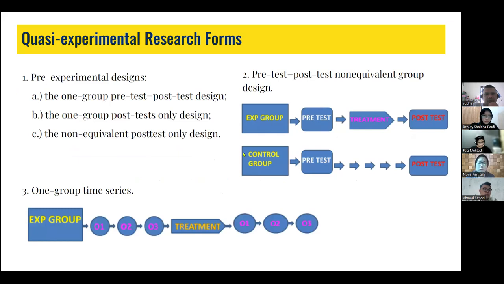Now I am going to present the quasi-experimental research forms. There are three forms. The first one is pre-experimental designs, which consist of the one group pre-test post-test design, the one group post-test only design, and the non-equivalent post-test design. The second one is the pre-test post-test non-equivalent group design. This is the illustration when we have two groups. Both groups get the pretest, but the experimental group gets the treatment, and both groups have the post-test. The difference is that the control group does not get the treatment. And the last one is the one group time series, in which the experimental group has the treatment in the middle of the research.